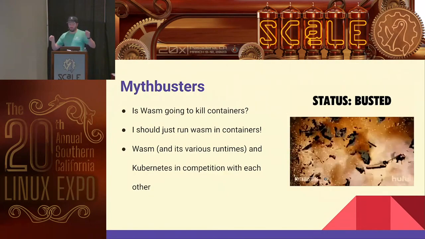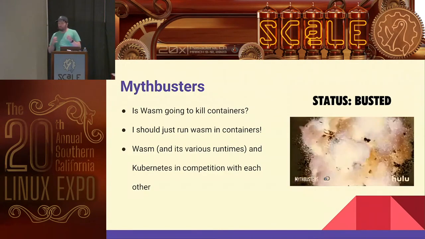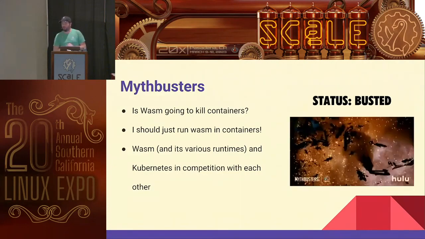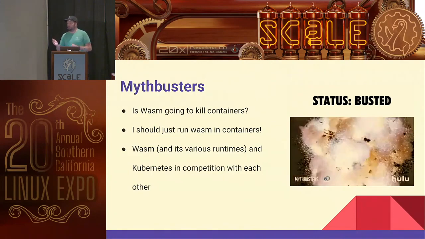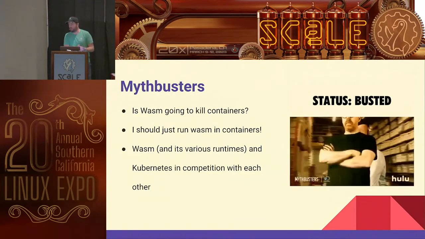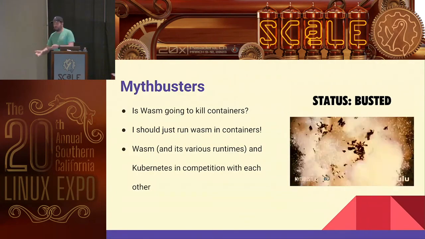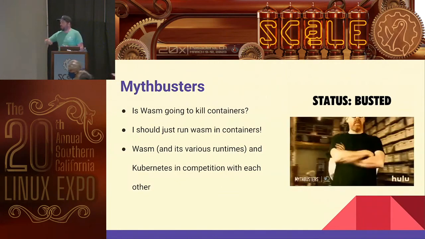And then the last thing here is that, oh, Wasm and Kubernetes and the various runtimes of Wasm are in competition with each other. Also a big no. This is all a better together story, and I'm going to show that very clearly in my next demo. But everything's evolutionary. Just because we came up with virtual machines doesn't mean we don't have the need for physical hardware. Just because we came up with containers doesn't mean we don't need to worry about or use VMs, and so on and so on.